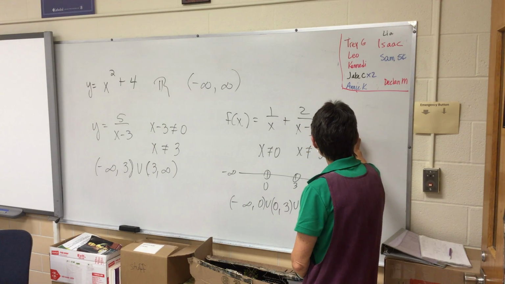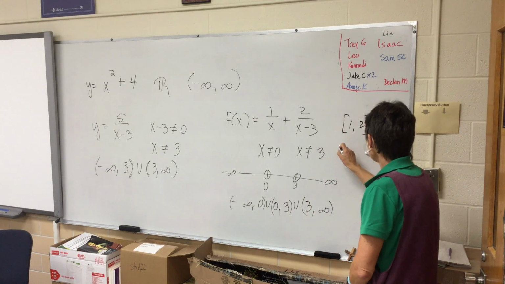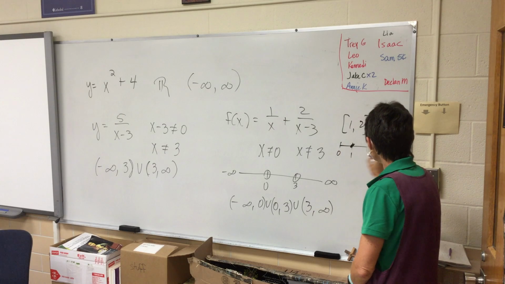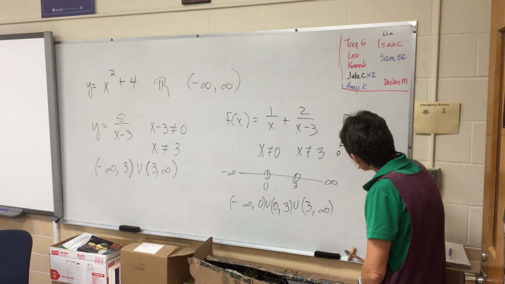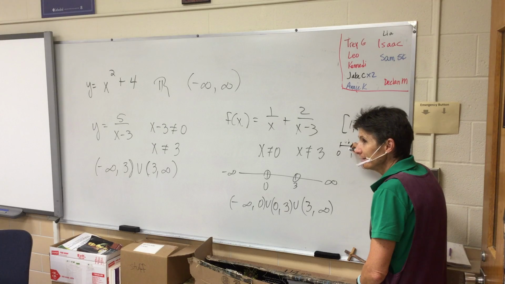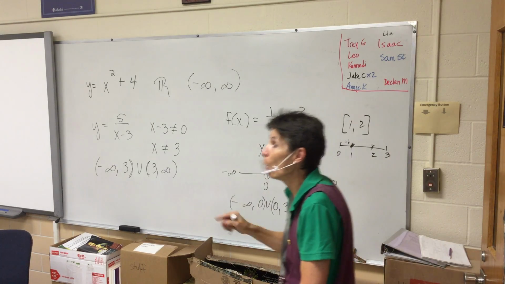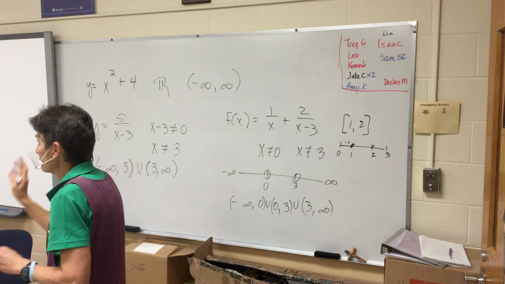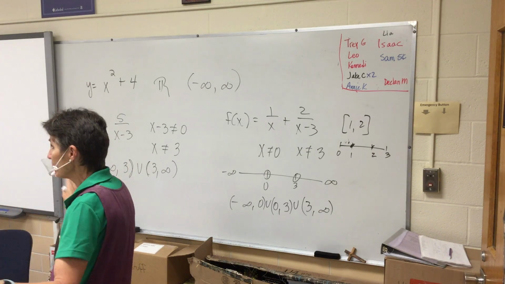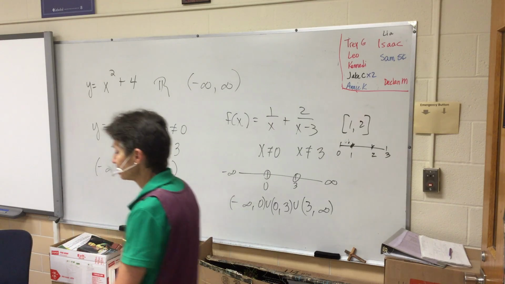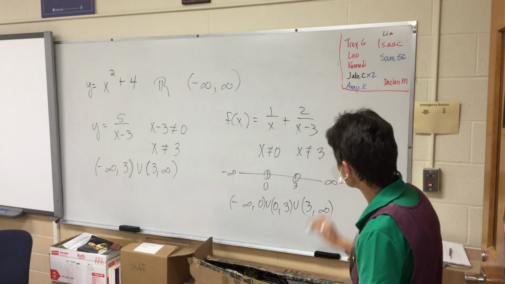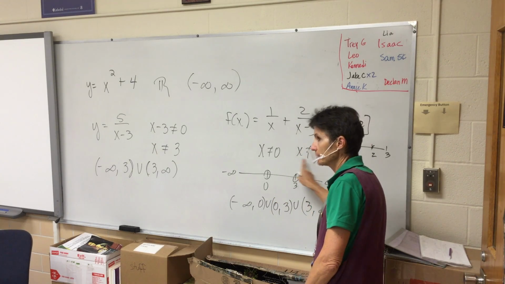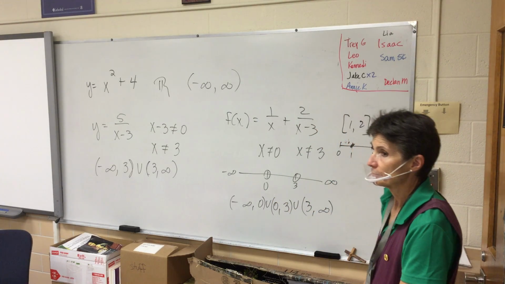Because this means literally everything from 1 to 2. Now here's 0 and here's 3. These numbers are part of your domain. Your domain does not have to be whole numbers. It's every number, you know, 1.1, 1.07, 1, and so on. So no, we can't. Whatever these are, they're going to be part of your answer.